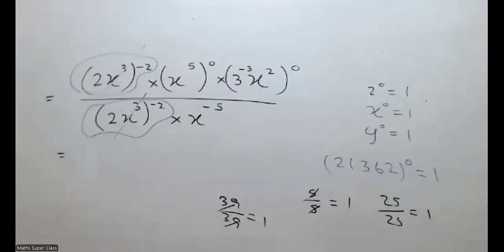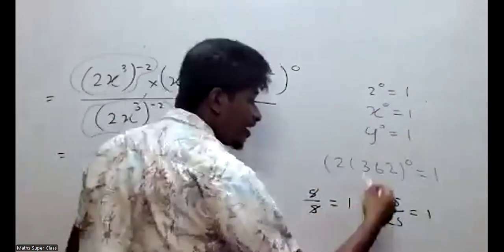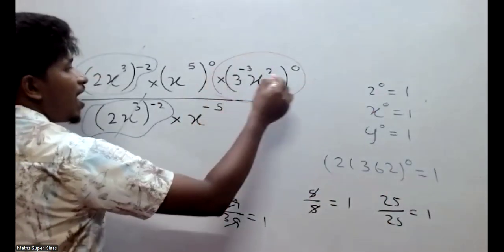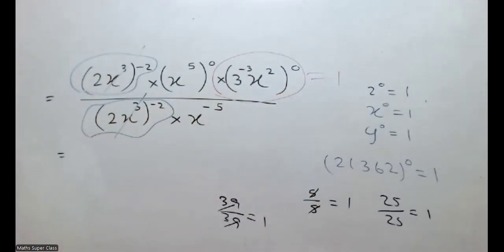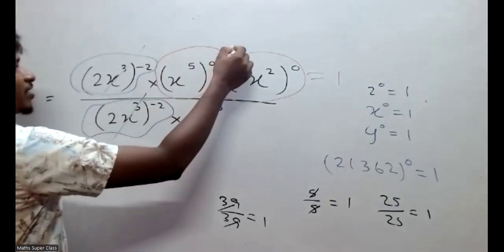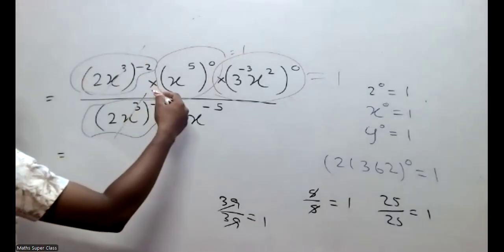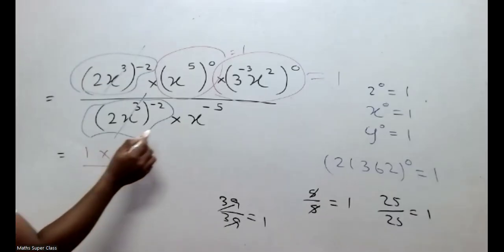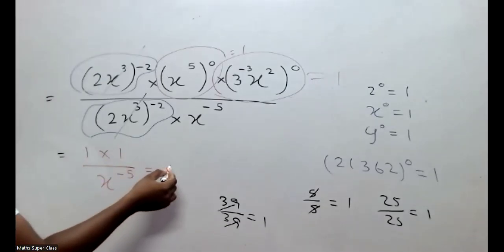Now what to do? Here the next one. 2 to the power 0, 1. y to the power 0, 1. 21,362 to the power 0 is 1. So this is 1. Just 1. y multiplied by 0 power, same thing for this one. That means 1. So we can remove this one. We can write 1 here. 1 into 1, divided by x to the power minus 1. 1 into 1 means just 1.